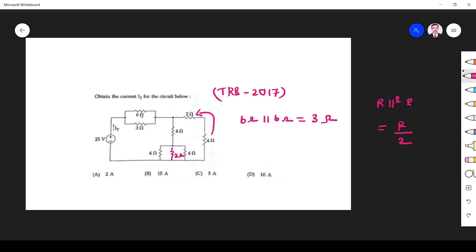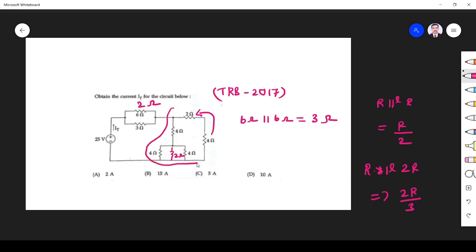Here 6 and 3 ohm are parallel. One resistance value is twice the other, 3 and 6. One is 3, another is 2 times 3, 6. In that case, if you have R parallel with 2R, the resultant value is the bigger resistance divided by 3. That's a shortcut, so you can use that. The bigger resistance is 6, 6 by 3 is 2 ohm. So this will be 2 ohm.